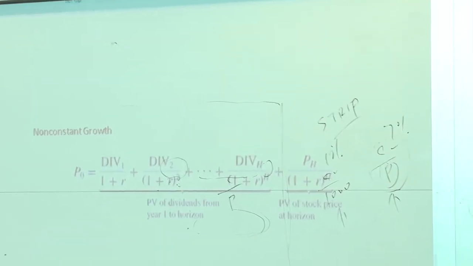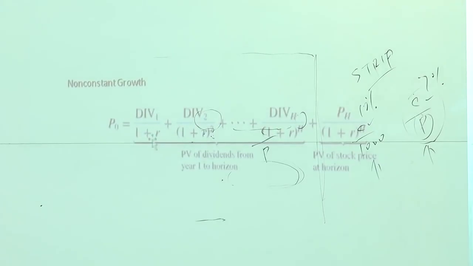Non-constant growth, that is the case when dividends increase at different rates across time. So that's a little more complicated. In some of those cases, we have to use a complex cash flow function on the calculator.